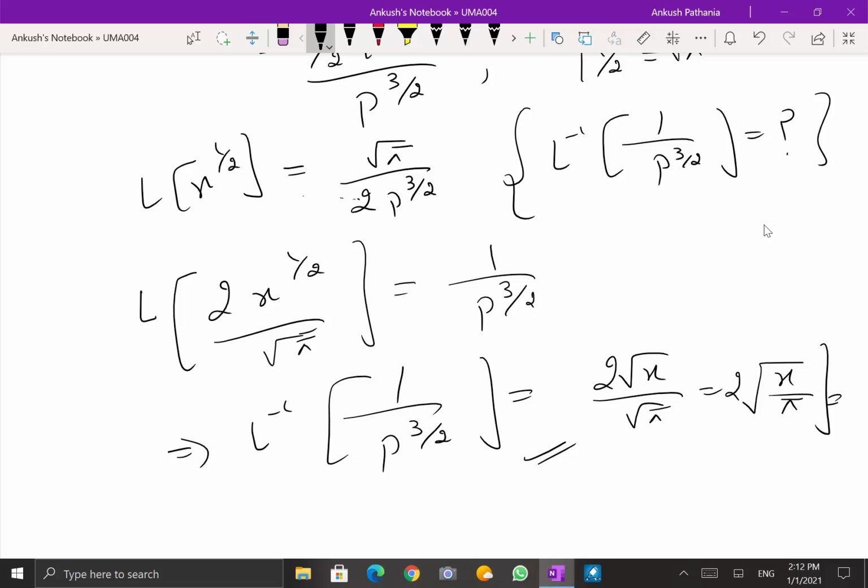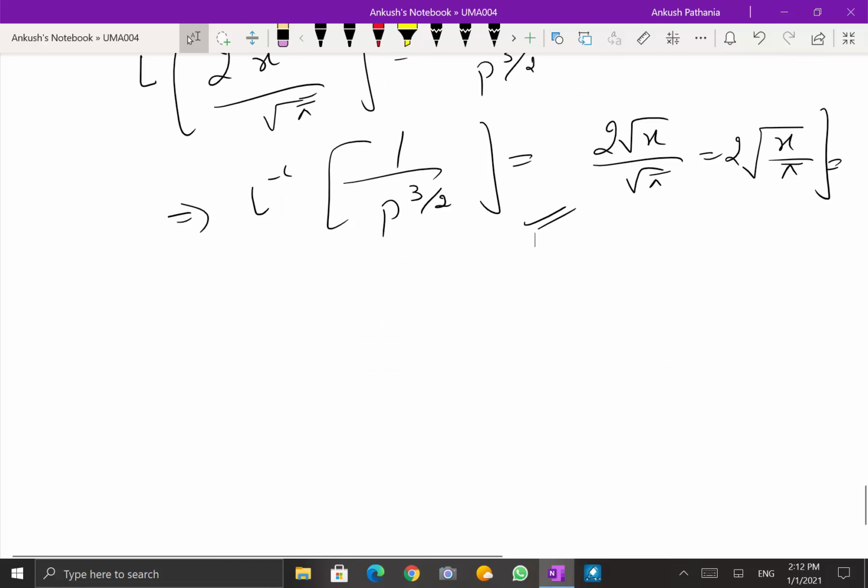Here the gamma function was used as the denominator was p raised to power n, where n is 3 by 2, a real number. So this is how we can use the various formulas of the Laplace transform to solve the problems of inverse Laplace transform.